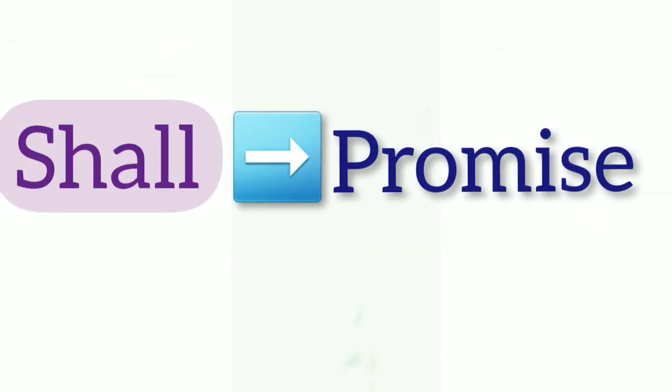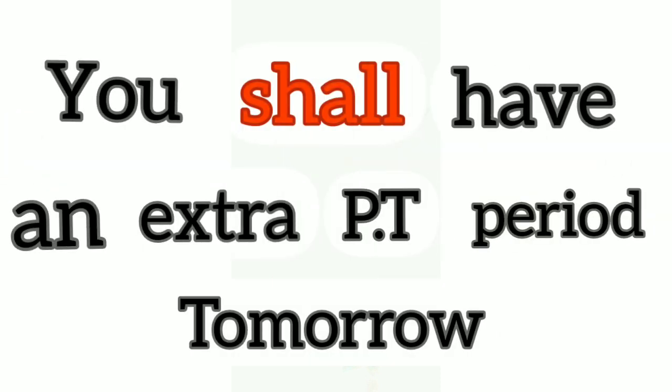And now shall can be used to show promise. Here's an example for you. You shall have an extra PT period tomorrow. So this is a situation for you. Suppose you are a teacher and you want to motivate your students. You want to boost them up. So you may say, you all have to do the test very well today. If you do the test very well, you shall have an extra PT period tomorrow. So you are promising an extra PT period for the students tomorrow. It's a kind of promise. I hope it's clear for you.